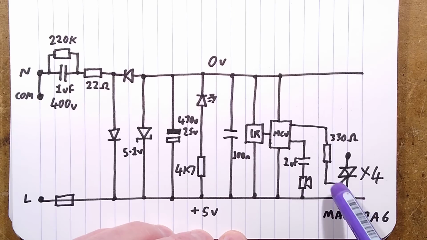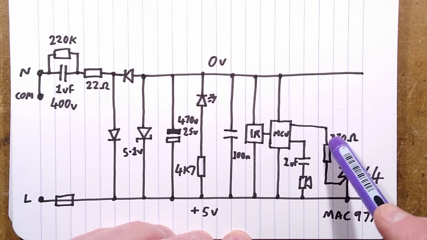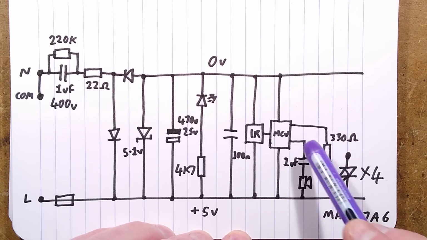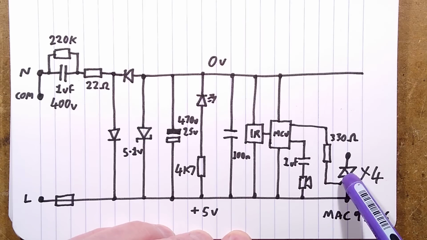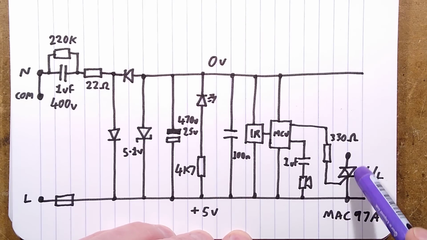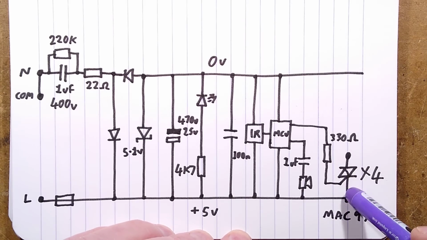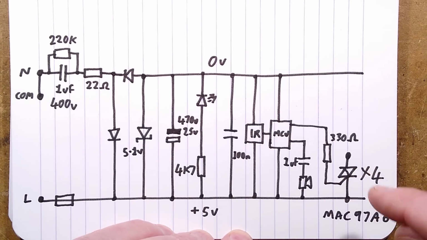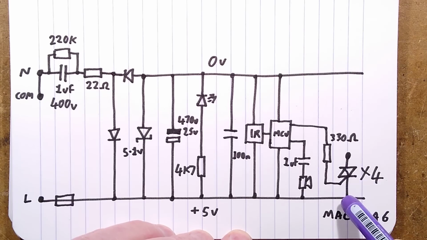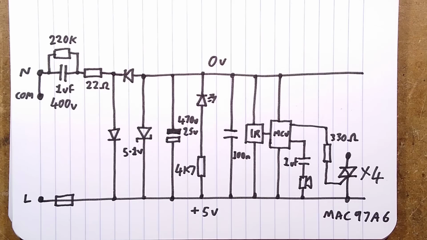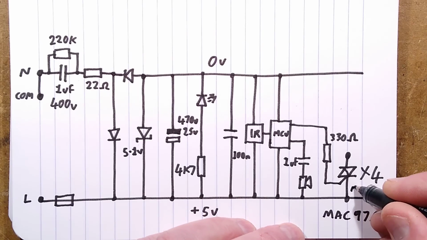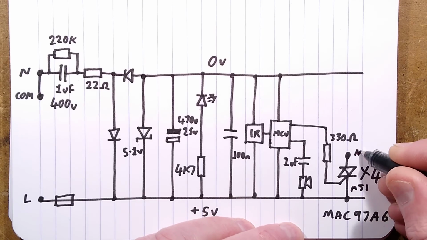And then there's the triacs. There's 4 of these. They're Mach 97A6 triacs, and as mentioned before, the 330 ohm gate resistor is pulling the gate negative, because with triacs you can have the gate positive or negative with respect to the MT1, the main control pin here. I shall label that MT1. MT1, main terminal 1, main terminal 2.